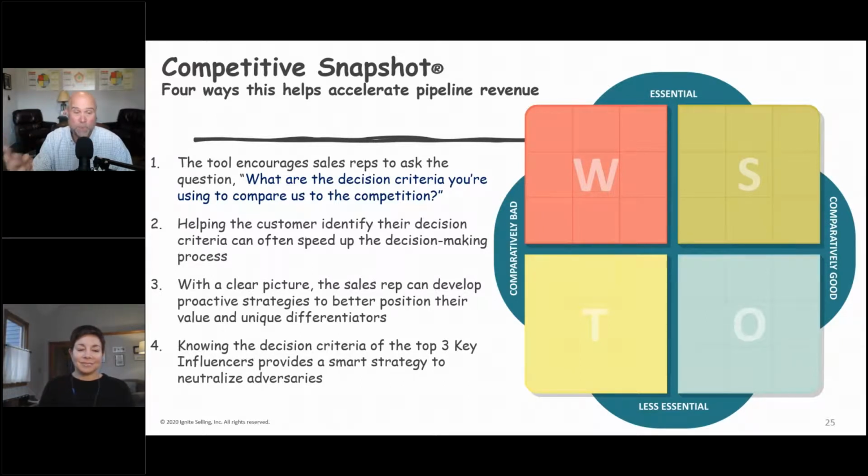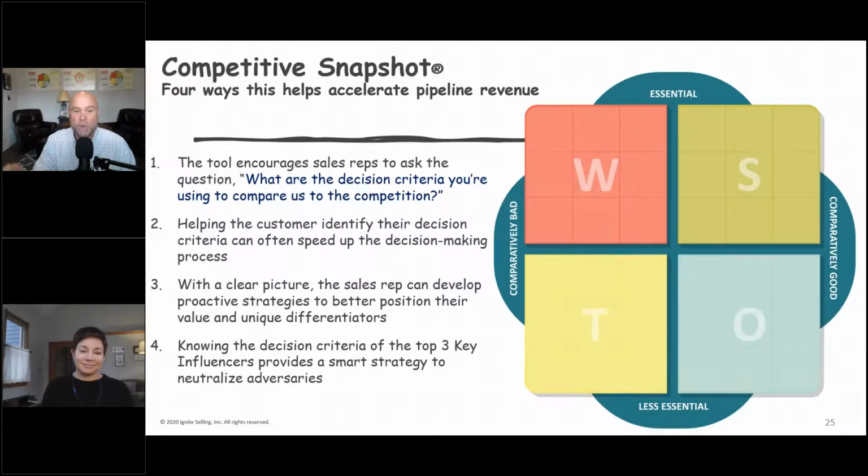And the second point is, helping customers identify their decision criteria can often speed up the decision-making process. I was on a meeting with one of my sales reps yesterday, and he asked the question, hey, I know that you're looking at learning company A and us. Just out of curiosity, what is the decision criteria that you're using to make your decision? And the customer kind of said, wow, haven't really thought about that. They said, well, let's talk about it, which kind of provides us the opportunity to number 3.